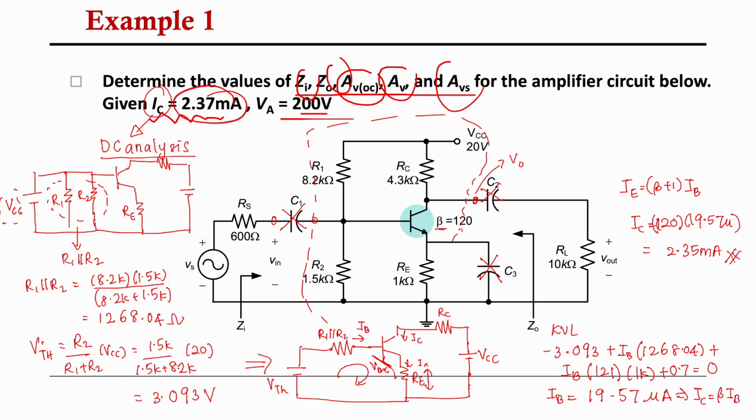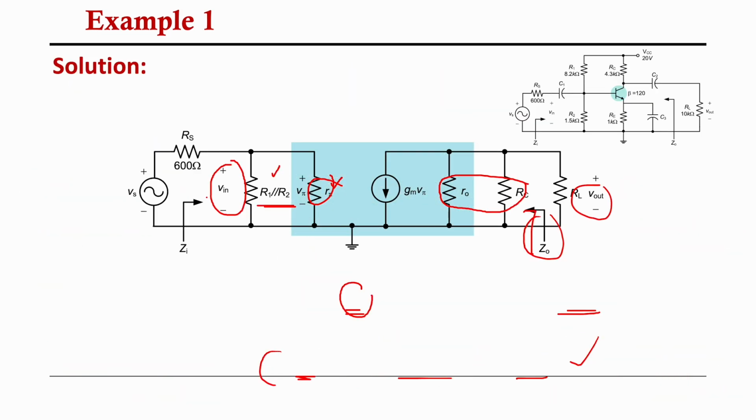But usually in these questions it will be provided to you. But in case it is not provided, then you have to calculate it using the DC analysis, which I have performed, as I showed you here. Alright, so based on this information, what can we do to solve?